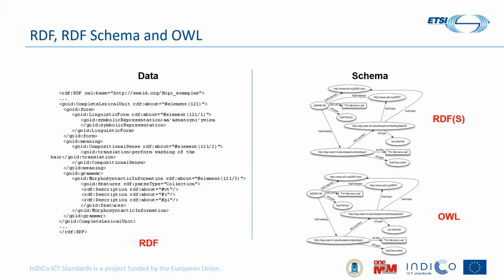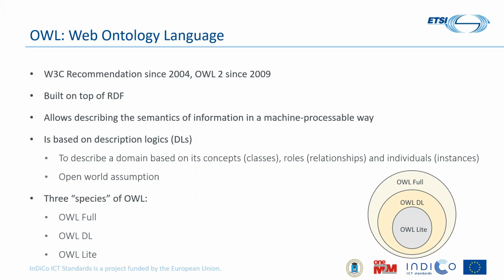Then we have OWL. OWL is designed also to be part of the schema. It extends RDFS so that we can represent much more complex ontologies. OWL still uses RDF data because we have to keep in mind that OWL is built on top of RDF. The OWL language is a W3C recommendation since 2004, and the latest version of OWL is OWL 2, which is a W3C recommendation since 2009.